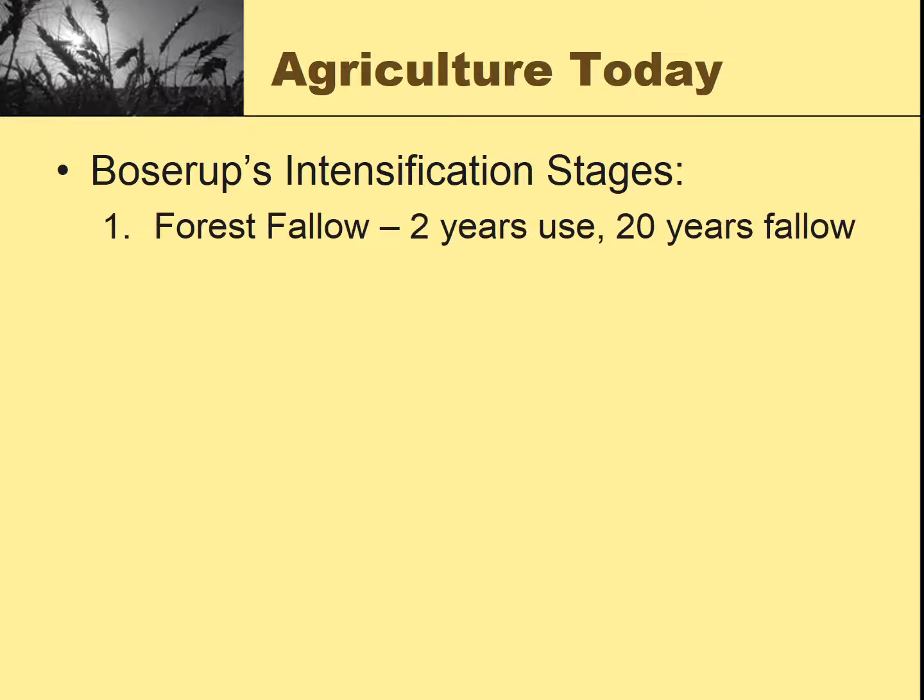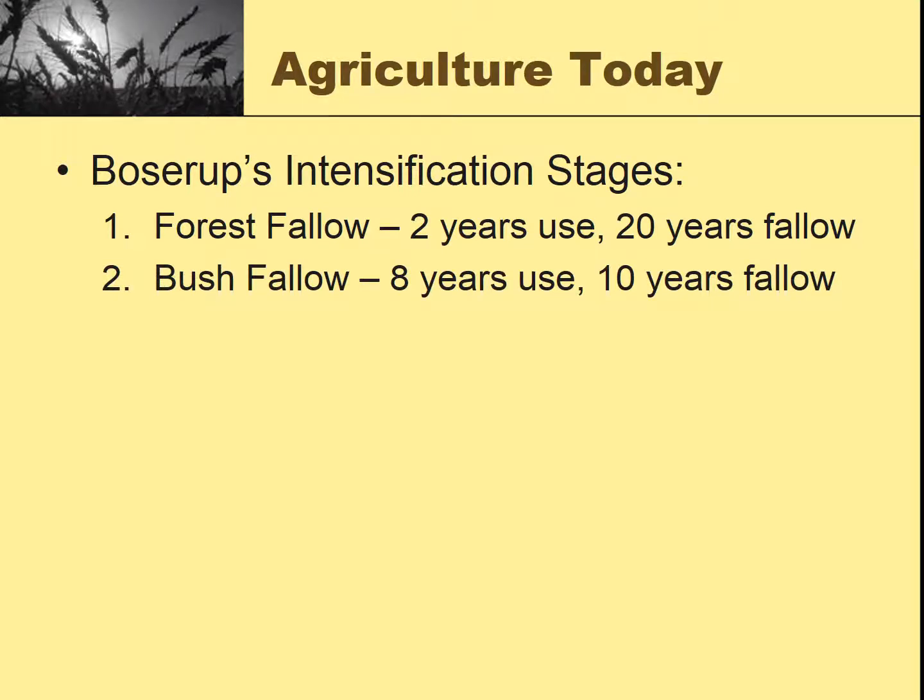In stage 1, we see traditional shifting cultivation or slash and burn, where you have people who live in a forest environment. They slash and burn, use the burn debris for nutrients in the soil. They plant for 2 years and then allow the used field, the swidden, to regrow over a period of about 20 years. Fallow means that you're not planting anything, that the land is regenerating, that the soil is having its nutrients restored. Okay, so that's what we call forest fallow.